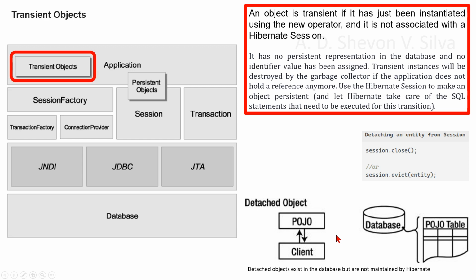A detached instance can be associated with a new Hibernate session when your application calls one of the load method, refresh method, merge method, update method, or save methods on the new session with a reference to the detached object. After the method is called, the detached entity would be a persistent entity managed by a new Hibernate session. Here Pojo interacts with client. Here database interacts with Pojo table.